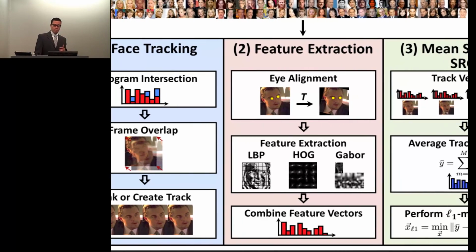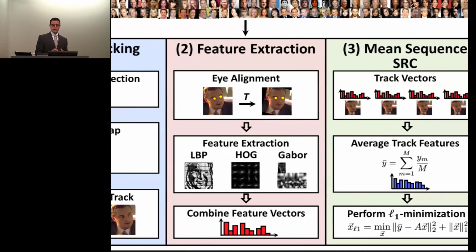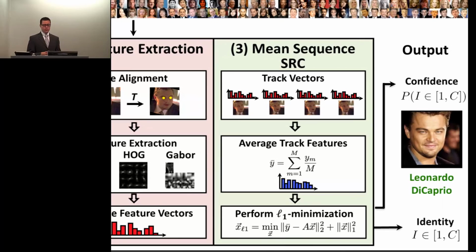Next, we do similar processing to what we did before. We do eye alignment, then we extract 3 features: LBP, HOG, and Gabor. But here we actually do PCA to 1536 dimensions because we found it worked better for this scenario. However, our main contribution is in this extension of SRC that we call mean sequence sparse representation-based classification. It takes as input all of the frames from a given face track.